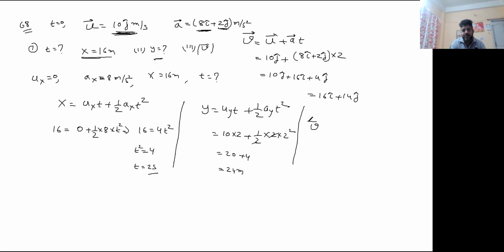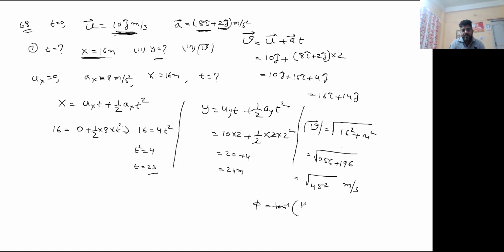So what is your magnitude? Magnitude is root under 16 का square, root under 14 का square, 256. इसका कितना होगा रे? 14 का square कितना होता है? 196 ना? कितना हो जाएगा? 452 ना? Root 452 meter per second. And if you want to find out the angle, tan inverse 14 by 16, that is tan inverse 7 by 8. Yes or no?